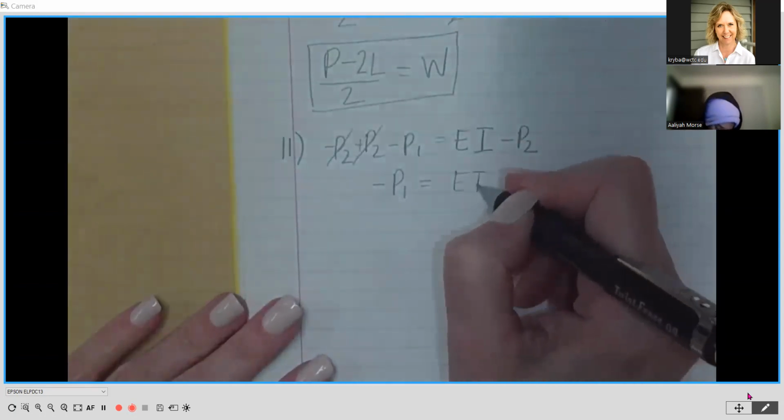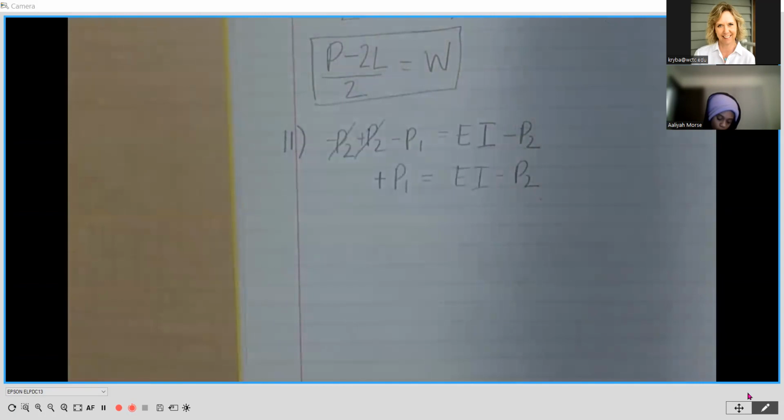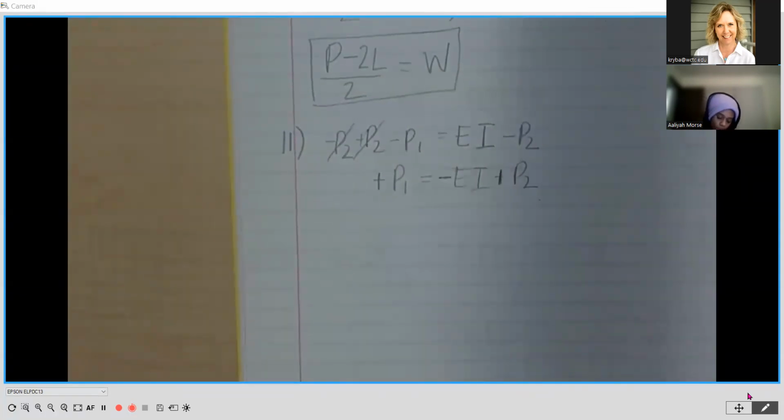EI minus P2. Now I've got P1 by itself. Am I done here? No. I've got to clear that negative on the P1. What you would do is multiply by a negative 1 on both sides. Or what I like to do is make this one positive, so every sign on the opposite side of the equal sign becomes the opposite of whatever it was. If I made this positive, then the EI becomes negative and the P2 becomes positive. Best way to write this.